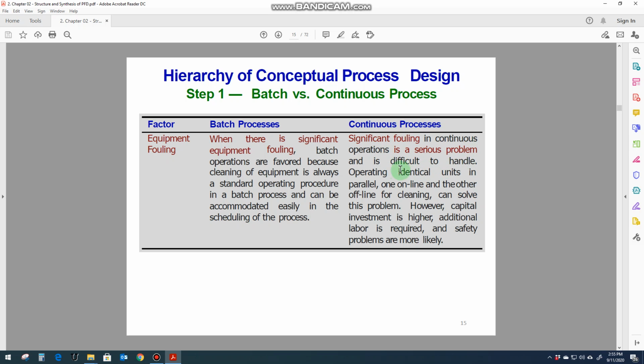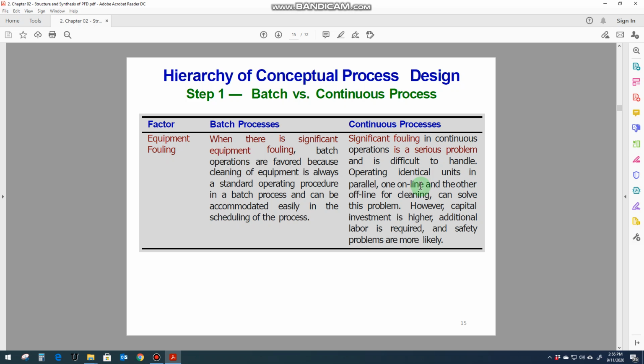So, fouling: if there is some fouling in the continuous process, then it is a very serious issue. Operating identical units in parallel, one online and the other offline for cleaning, can solve this problem. If we are dealing with chemicals that can cause fouling, then we have to use multiple equipments on the same line, in which one equipment is in use and the other is under maintenance.